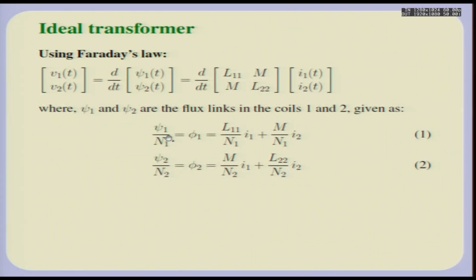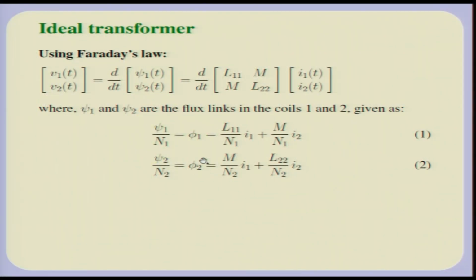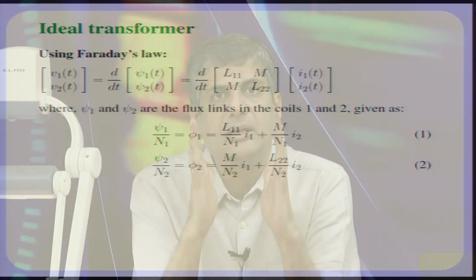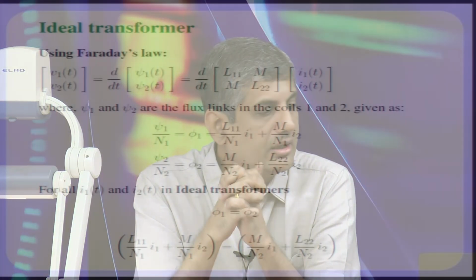So, what we have here is in fact psi 1 by N1, which is phi 1, the flux seen by the first coil, and psi 2 by N2 is the flux seen by the second coil. So, we are talking of two coils, each may have different turns. The number of turns of the first one is N1, and of the second one is N2. If we apply the constraint that the flux flowing through one coil also links the other one, that is, all the flux links both coils, there is no leakage, then phi 1 and phi 2 are equal.